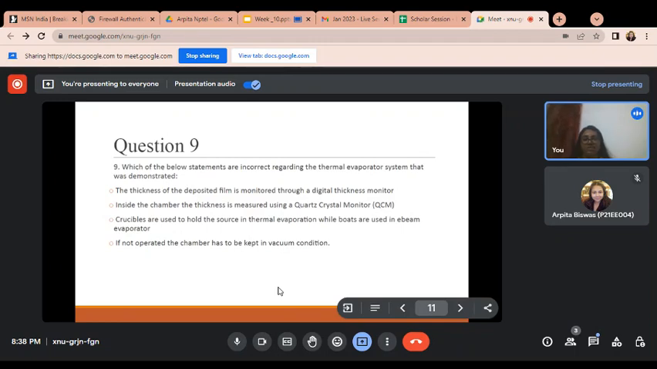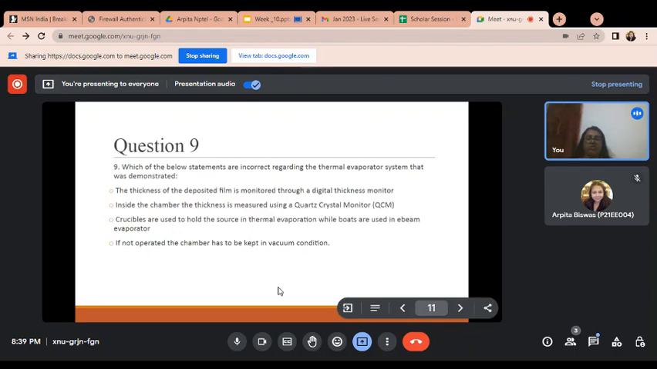And the second option is inside the chamber the thickness is measured using a cross crystal monitor. So inside the thermal evaporation system there is a monitor present which is the cross crystal monitor. So it is also the right option. And the first option, the thickness of the deposited film is monitored through the digital thickness monitor. So it is also the right option.